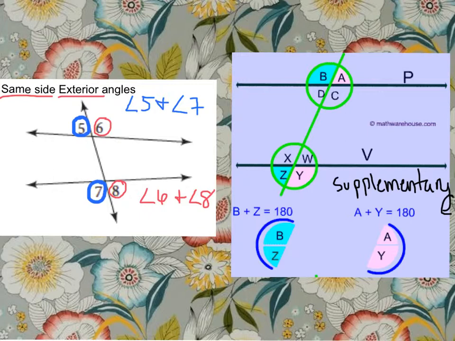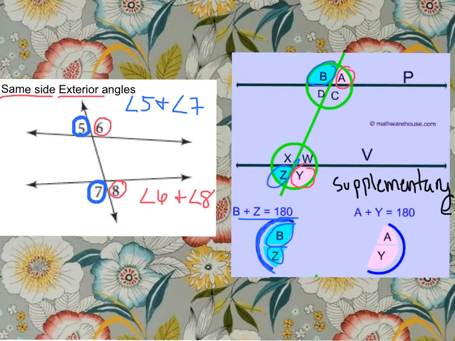So angle B, which is here, and angle Z are same side exterior, and they're going to equal 180 degrees. And notice if I take out the B and put it here, and then take out the Z and put it here, it creates that 180 degree angle that I've been talking about. And then the same thing for angle A and angle Y.